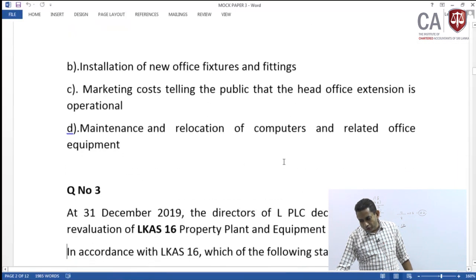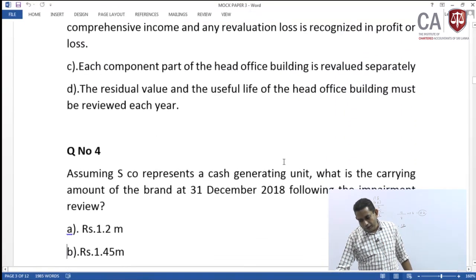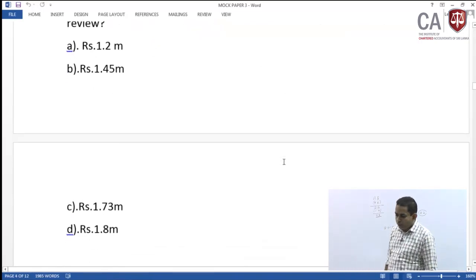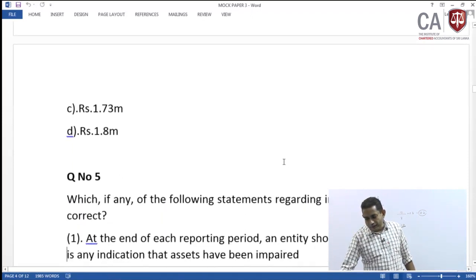And let us go to the question. That was question number 4. See what the correct answer should be. Answer has to be D. 1.8 million should be the carrying value of brand name after recognizing impairment.